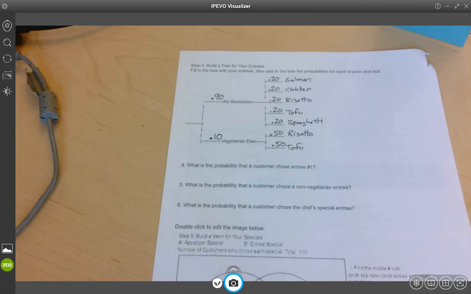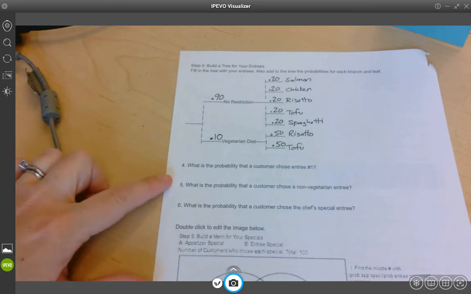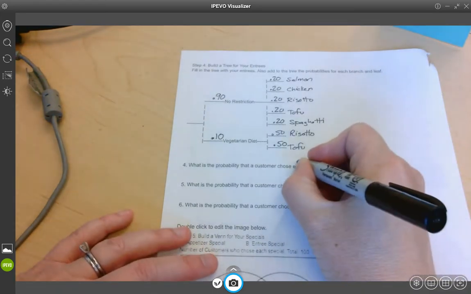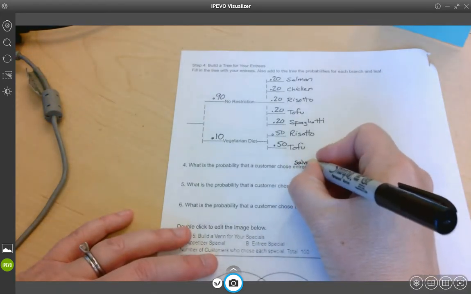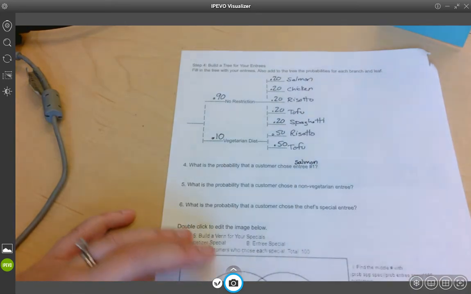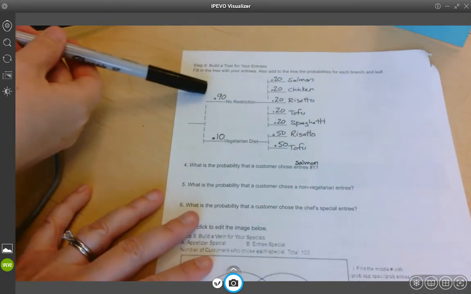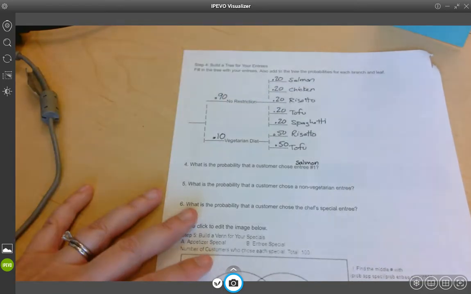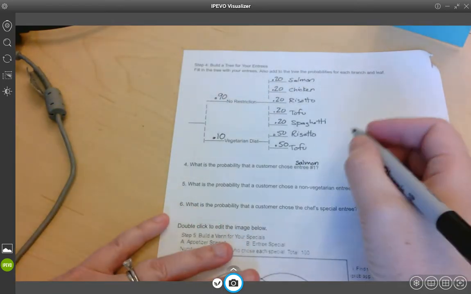All right, so when we're trying to find a probability, you multiply down the branches. So if I want to find the probability that somebody chooses entree number 1, which is the salmon, I'm just going to write salmon above it. I multiply the no restriction times the salmon. So I'm going to give you guys a minute to do that.